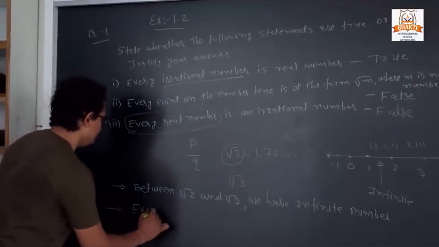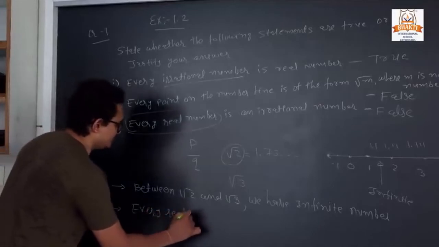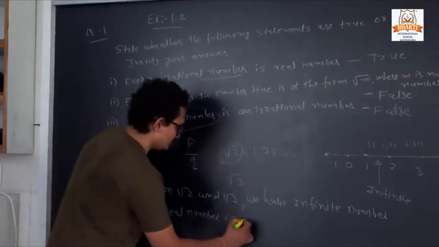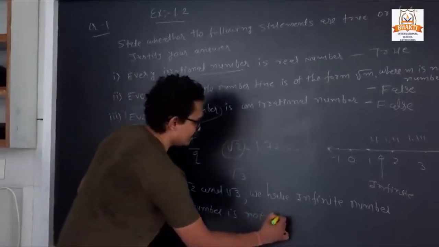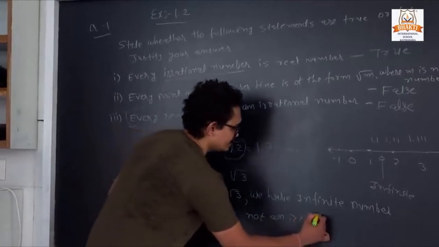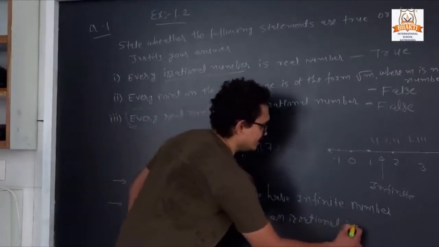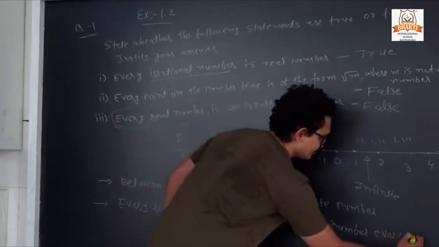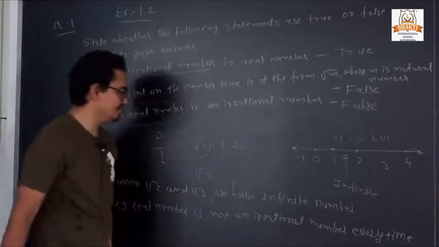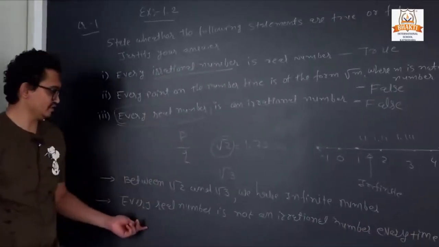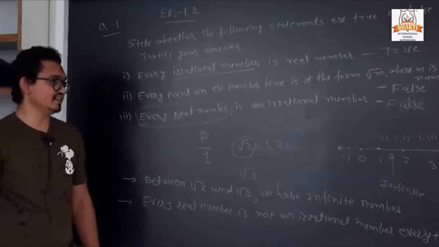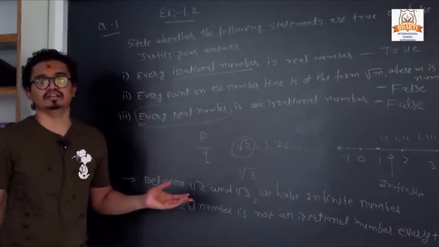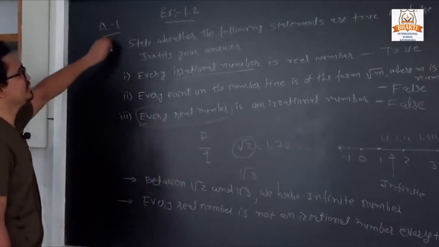Every real number is not an irrational number every time. Clear? So that is its justification. Every real number is not an irrational number every time; sometimes it will be rational and sometimes it will be irrational. So that is our question number 1.